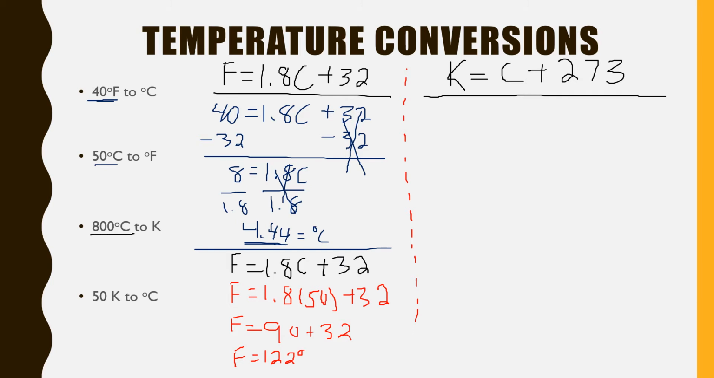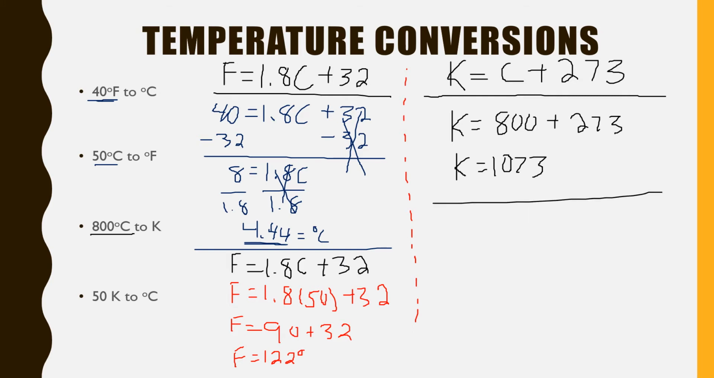So if I have 800 degrees Celsius, all I'm going to do is plug the 800 into the C of this equation. So K equals 800 plus 273. Oh, that's not too bad. When I type that in, Kelvin is 1073. So 1073 Kelvin is equal to 800 Celsius. Oh, that's kind of neat. This equation is a bit easier.